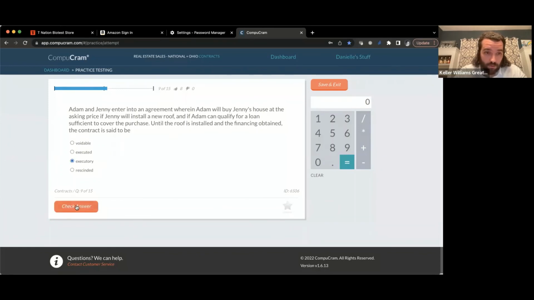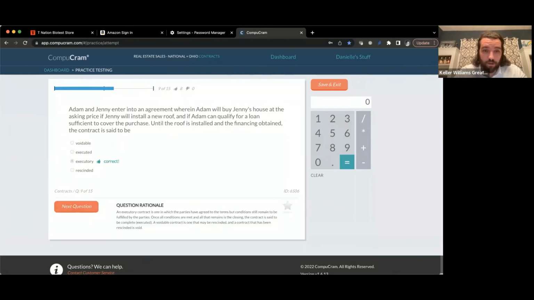Yeah, C is the correct answer here. You'll also hear it referred to as contingent. It's contingent on financing and improvements.